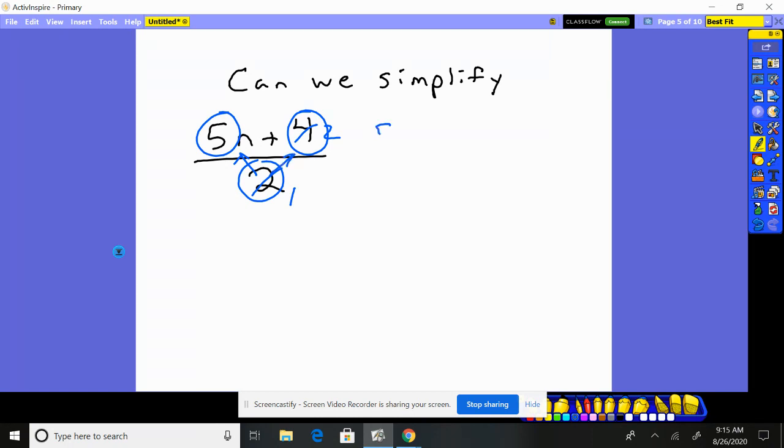Because really that was 5n over 2 plus 4 over 2. That's what it really was if we separated it into its pieces. Now you could simplify this, which is just the number 2. And so it's 5n over 2 plus 2 whole units. But if all three can't simplify, you can't mess with it.